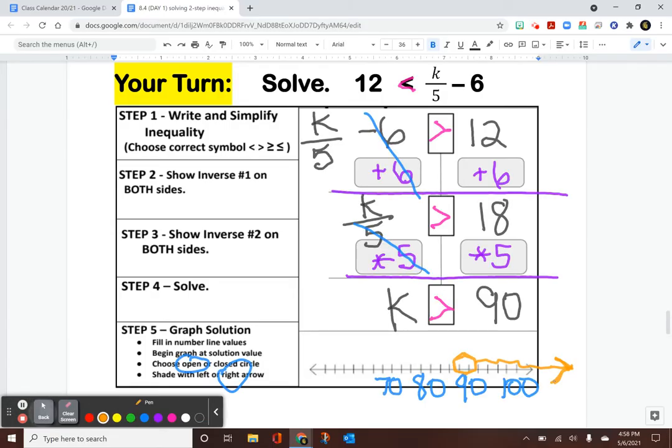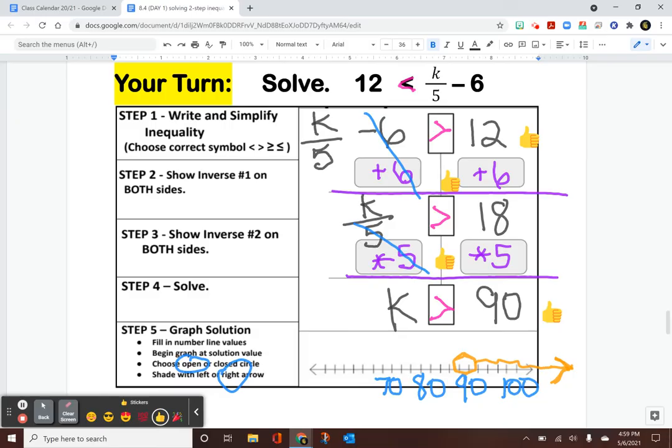The first thing to check is, did you remember to spin the whole thing around? Should be a little bit easier to solve if you do. Notice that the less than symbol in the original problem gets flipped to become a greater than symbol. The first inverse should have been an add 6 on both sides. The k divided by 5 term got brought down. And then the second inverse would have been the opposite of dividing by 5, which is to multiply by 5 on both sides. The solution should have been that all numbers greater than 90 are true.